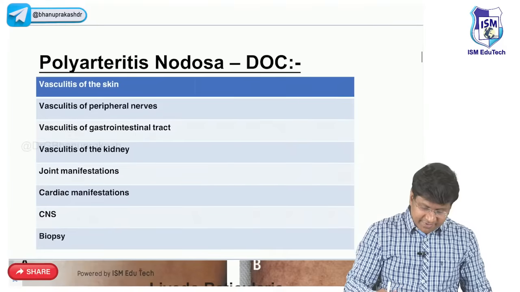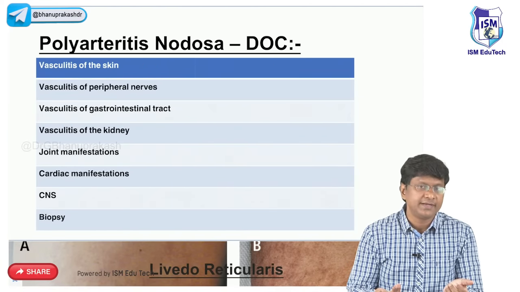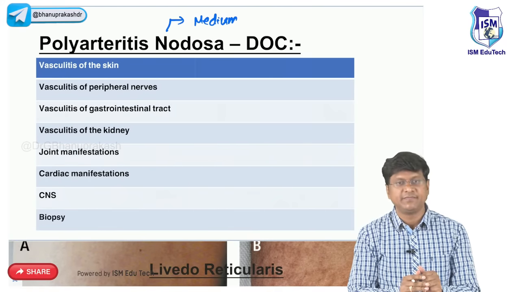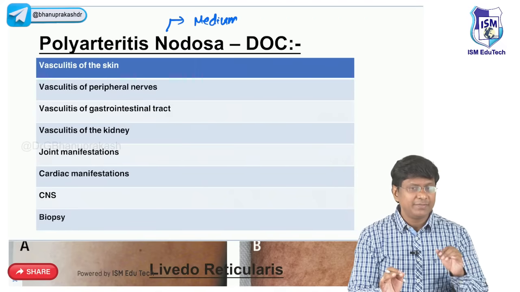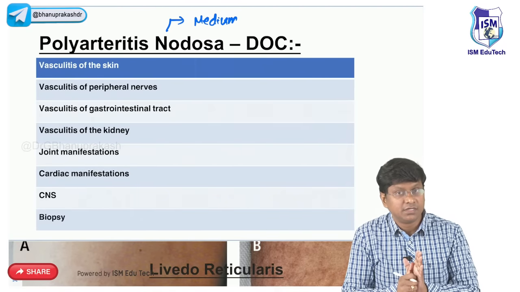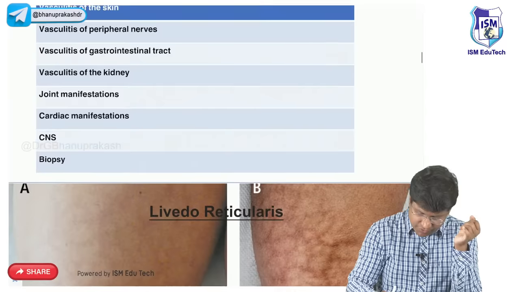Now, let me take up the discussion of polyarteritis nodosa. What did I tell you? It is a form of medium vessel vasculitis. Now, what will be the skin involvement or cutaneous manifestations in polyarteritis nodosa? They will have livedo reticularis. You see here.